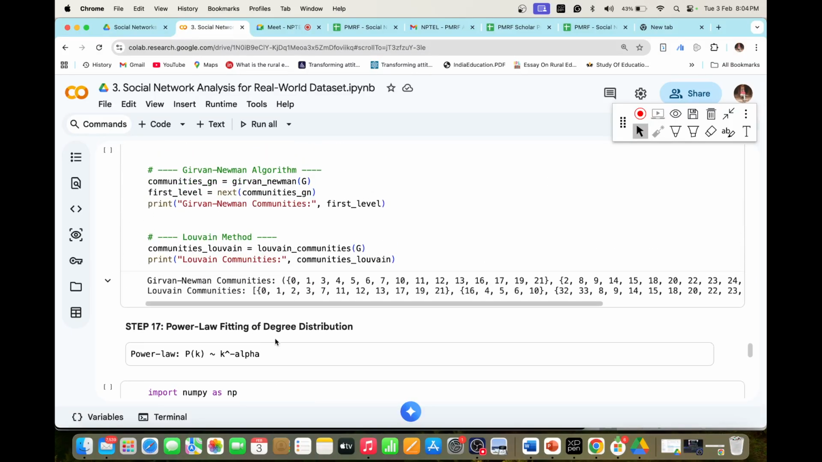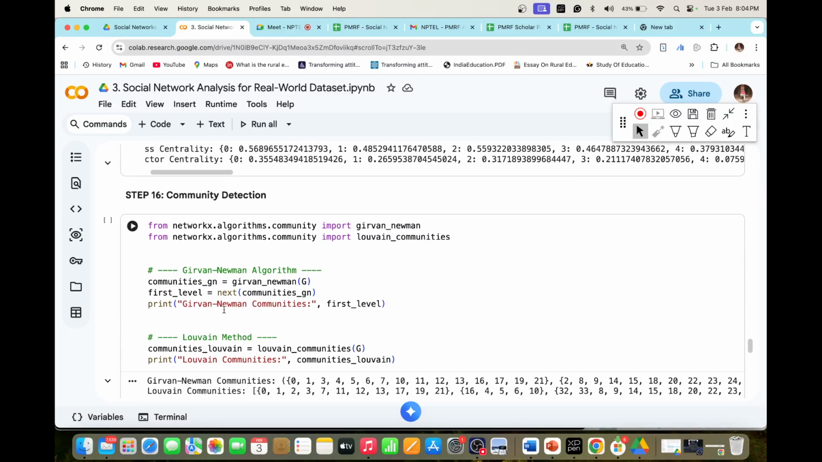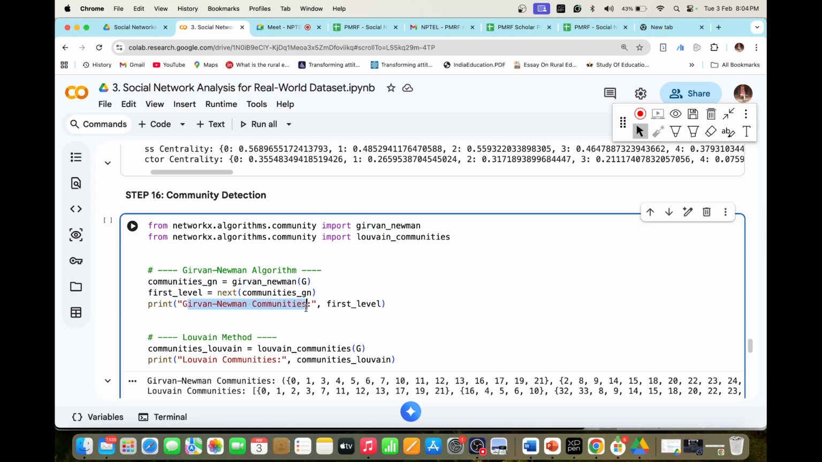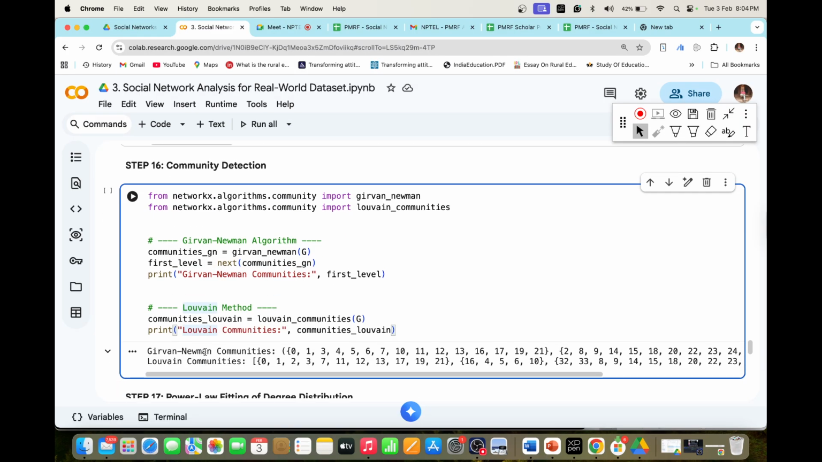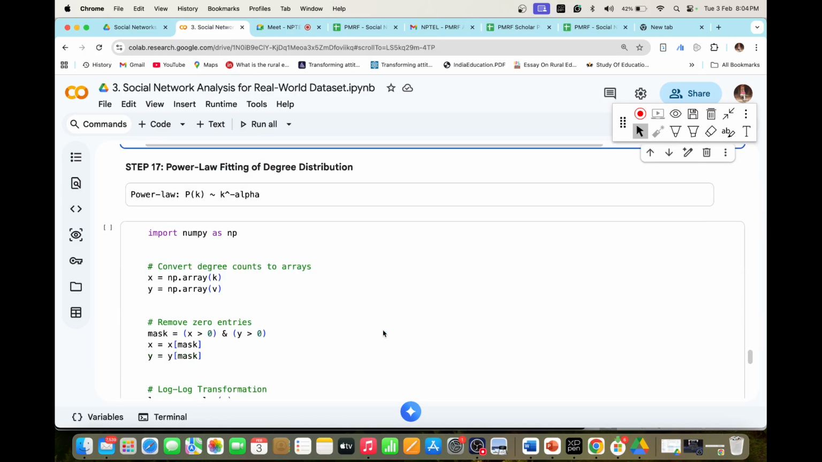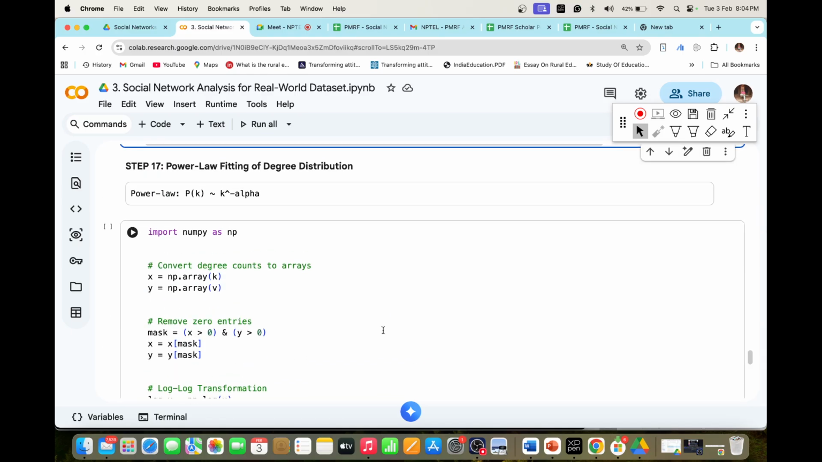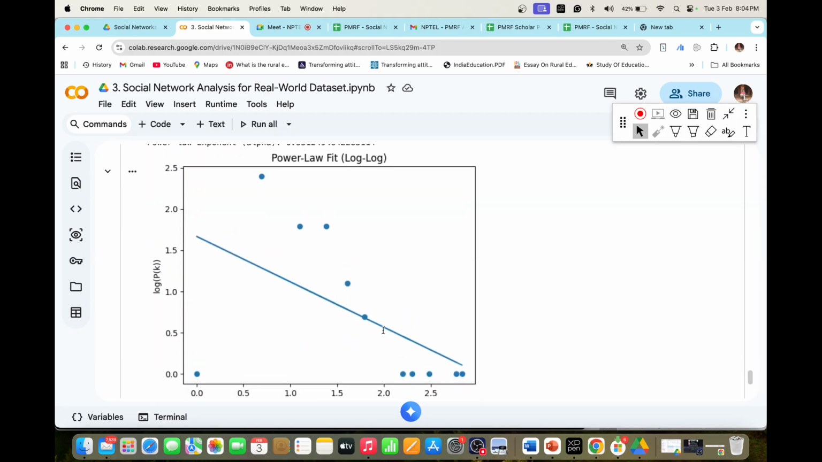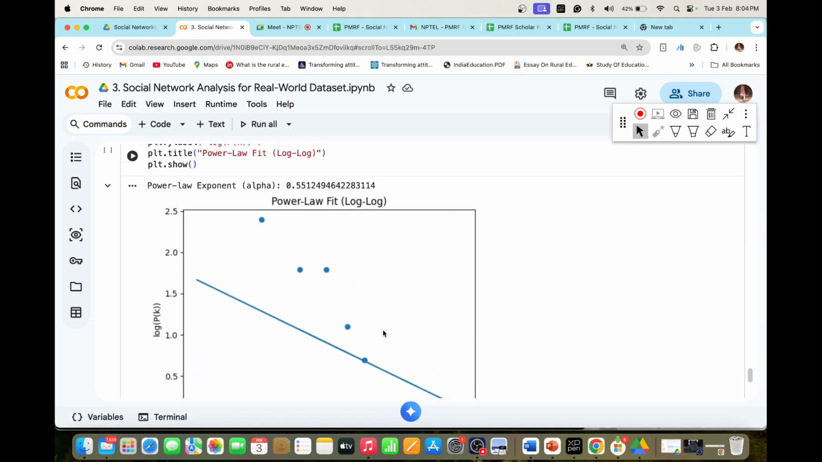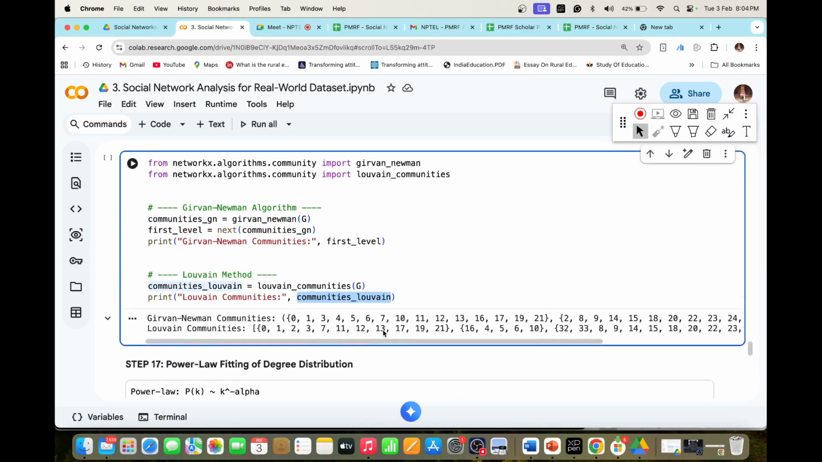And then we have community detection. Community detection gives communities, first level and then Louvain communities. These are two different algorithms: one is the Girvan-Newman algorithm and one is the Louvain method. You just need to pass the first level, and for Louvain you have to pass the community Louvain. And then power law fitting distribution, that is just fitting a power law, which is actually not so important. So this is the entire code.